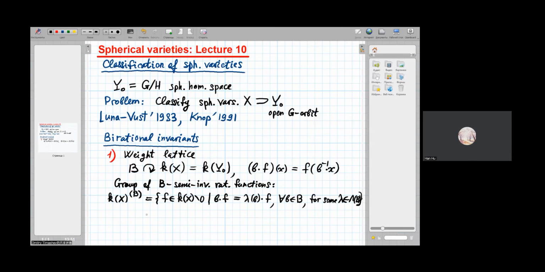Well, as I already observed, why is it a group, by the way? Because it is a multiplicative subgroup in the multiplicative group of the function field. Because when you multiply semi-invariant functions, you get again a semi-invariant function, and its eigenweight, the characters just add. When you multiply functions, the characters add.